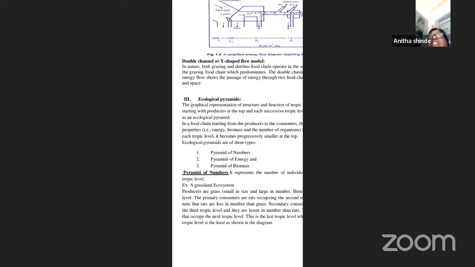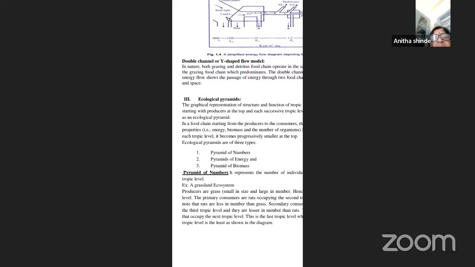Now coming to ecological pyramids. Until now we have talked about the food chain, the food web, and energy flow. For energy flow, you can talk about just the two laws. If you want, you can write about these different models also; otherwise you can neglect them.